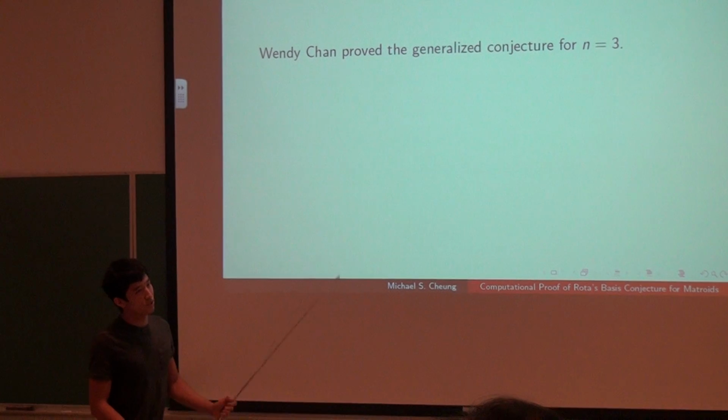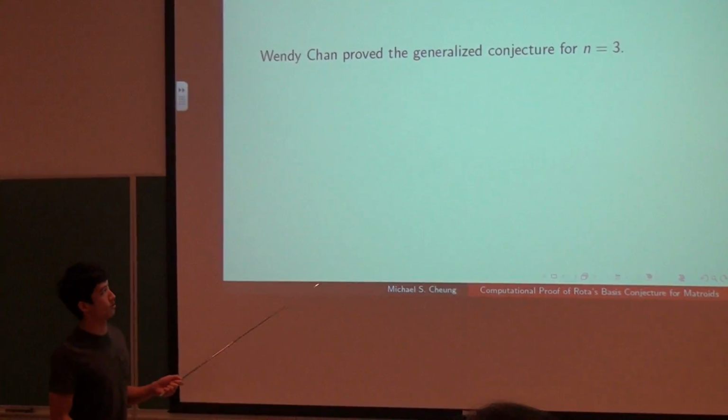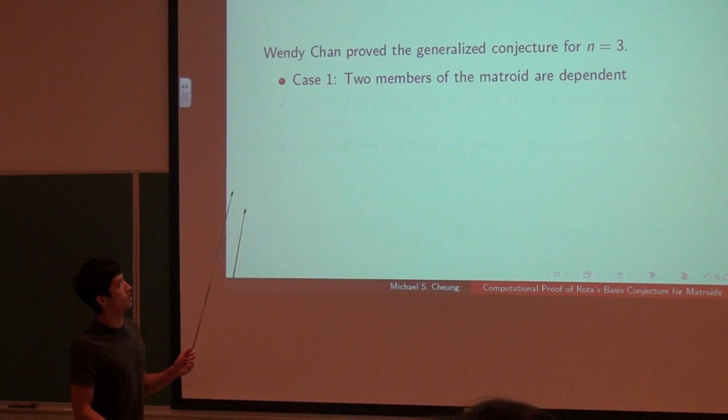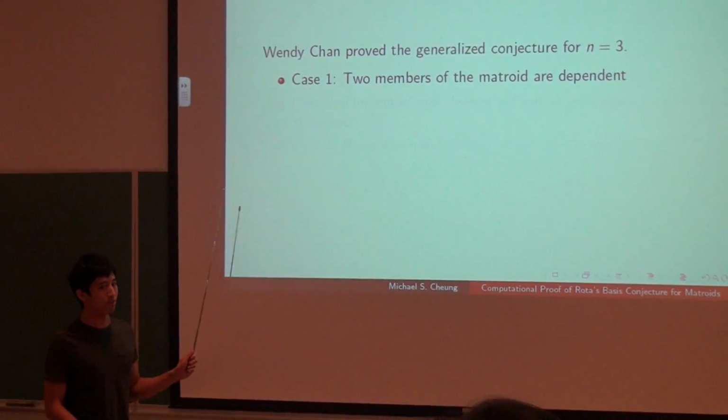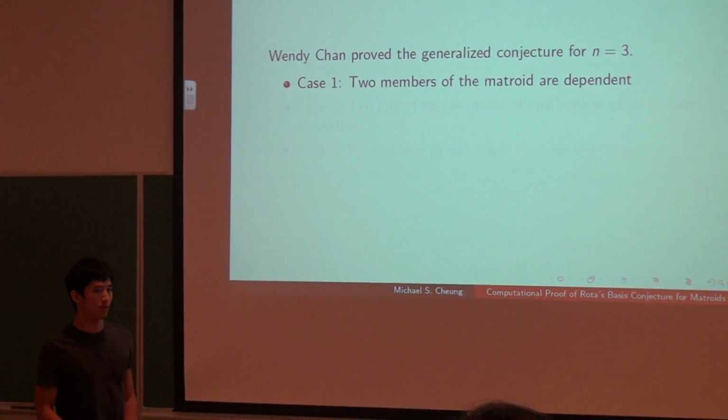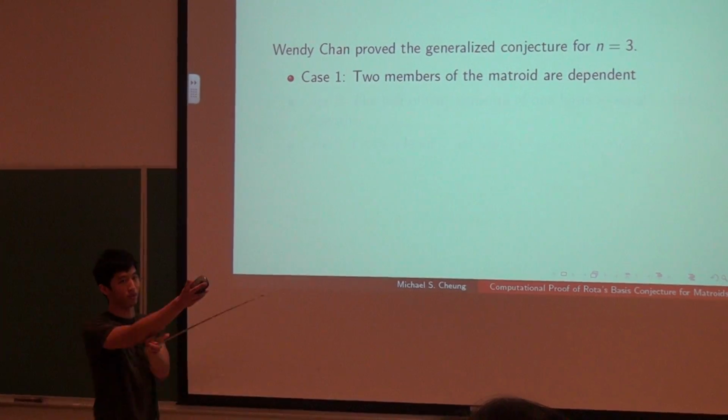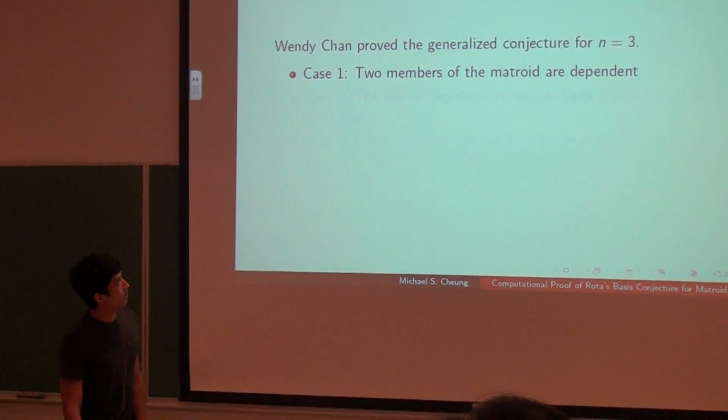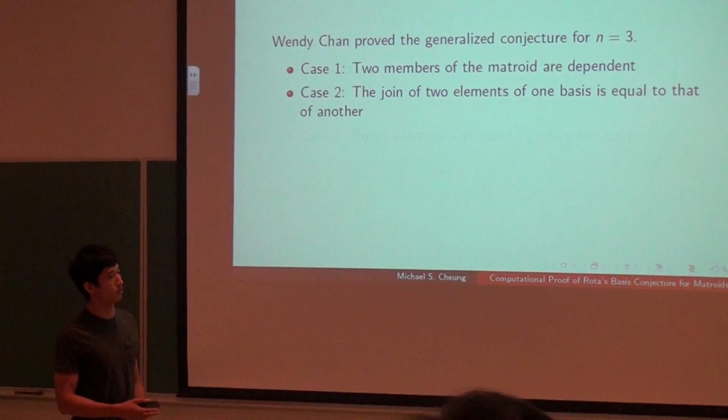Okay, so Winnie Chan's approach to this generalized conjecture was to break down to 3 cases. Case 1, 2 members of the matroid are dependent. That means that in vector space terms, you have 2 vectors pointing in the same direction. And so case 2, the joint of 2 elements of one base equal to that of another.